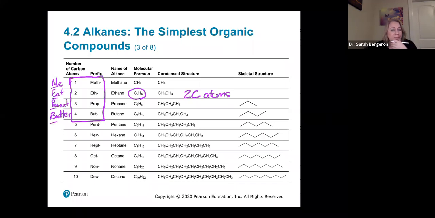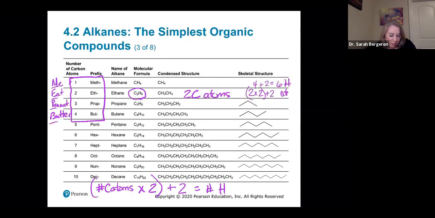We can say, for every carbon atom, however many carbon atoms there are, I multiply that number by 2, and then I add 2 more hydrogens, and I get my number of hydrogens. Let's see if that works. If I have 2 carbon atoms, I take 2 carbons times 2, and then add 2. So 2 times 2 is 4, plus 2 is 6. And that's exactly what I have, 6 hydrogen atoms.